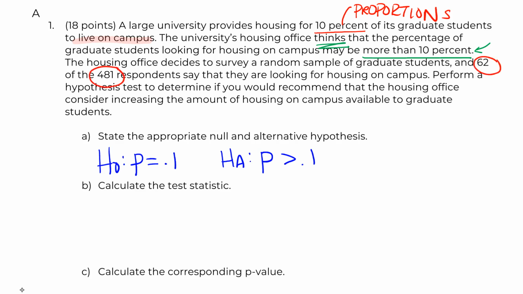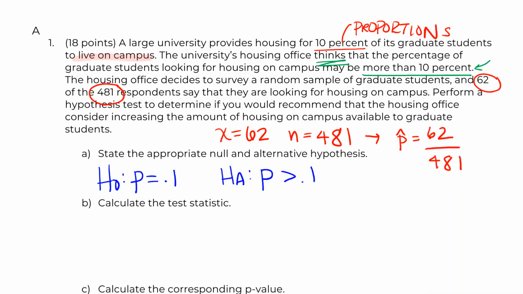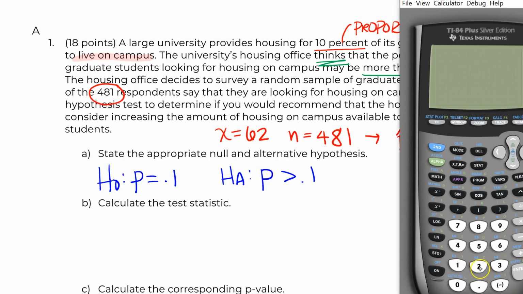62 of the 481 respondents. So we've got our X of 62. We've got an N of 481, and I know I can use those to create a p-hat. And if they've collected evidence, this p-hat should be larger than 10%, which it is. So let's just see what this is. 62 divided by 481. And if you're somebody with a big calculator, you could already begin.